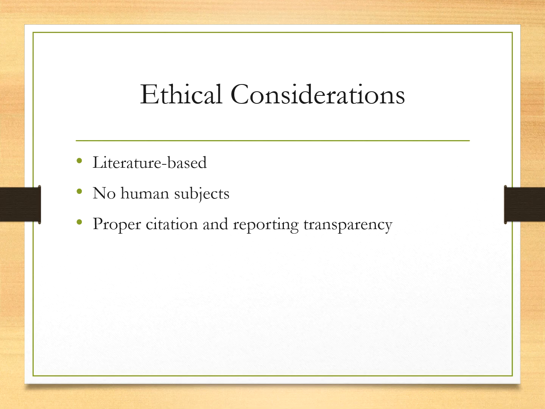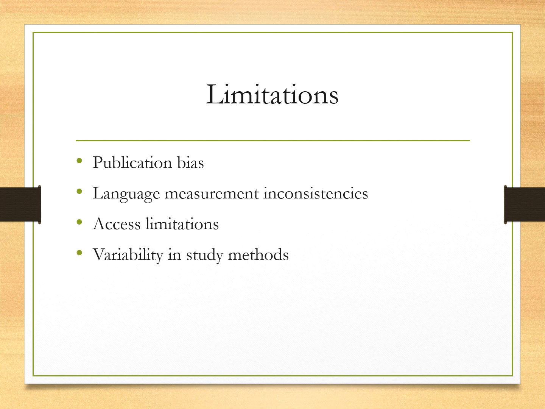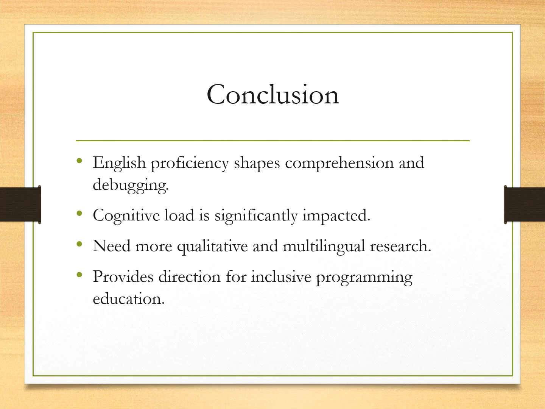Ethical considerations: literature based, no human subjects, proper citation and reporting transparency, which will be very important. Limitations: publication bias, language measure inconsistencies, access limitations, and variability in study methods. In the conclusion, English proficiency shapes comprehension and debugging. Cognitive load is significantly impacted, there is need for more qualitative and multilingual research, and it provides direction for inclusive programming education.